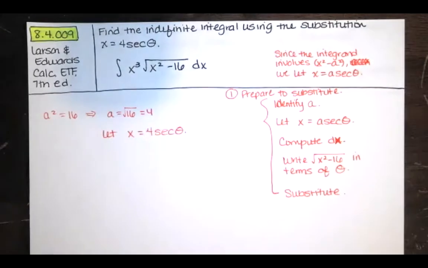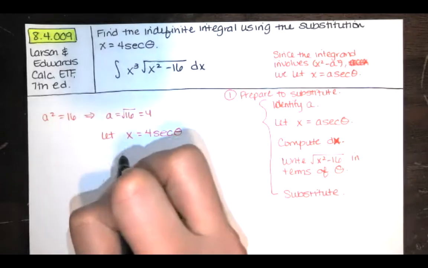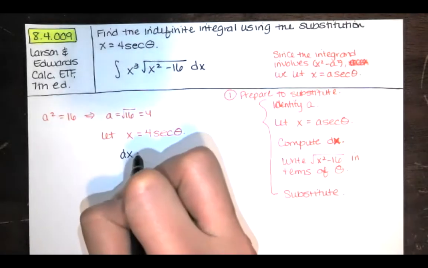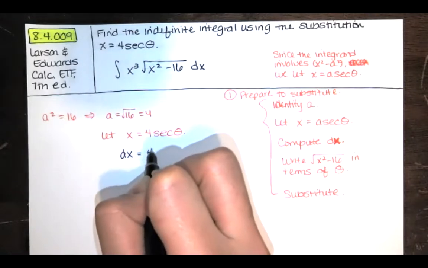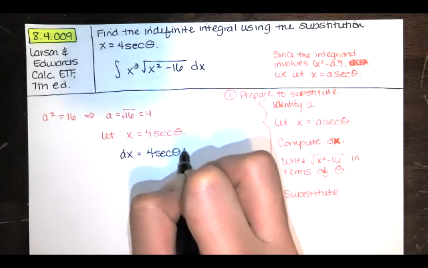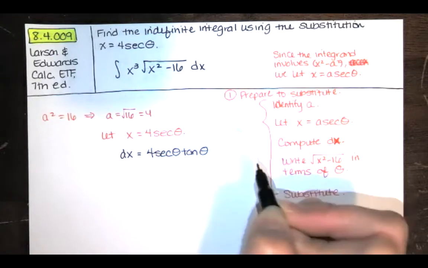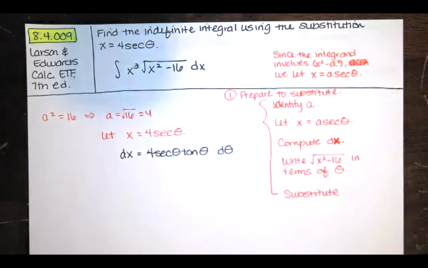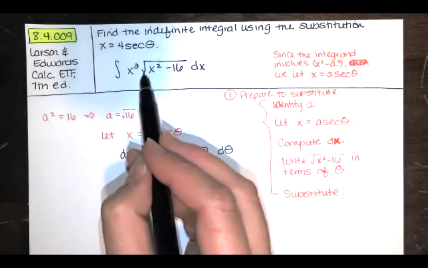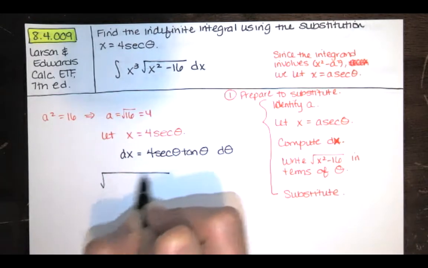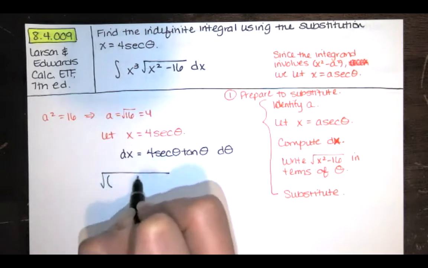So we identified a, we let x equal a secant of theta. Now we need to compute dx, because we're going to need to replace that with something in terms of theta. Well, you bring your 4 down, and the derivative of secant of theta is secant of theta times tangent of theta. Don't forget to multiply by d theta. That dx is the derivative times d theta. And then we want to simplify this square root of x squared minus 16.